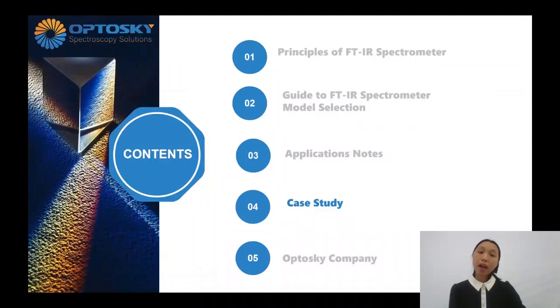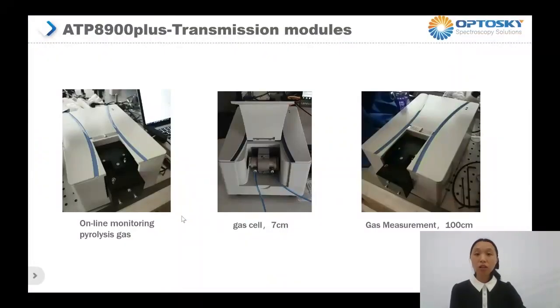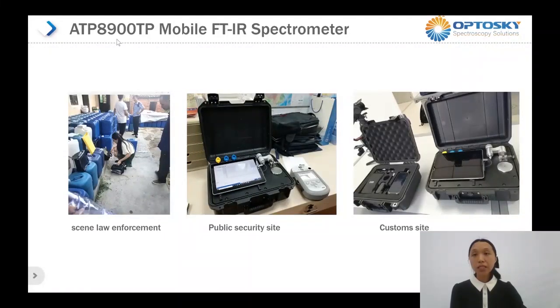Next, I will show you some of our models applied in the field, such as the ATP plus transmission modules with online monitoring of pyrolysis gases, with a 7 centimeter optical lens. We can also measure with 100 centimeter gas cells. And this is the ATP A900TP mobile FTIR spectrometer.